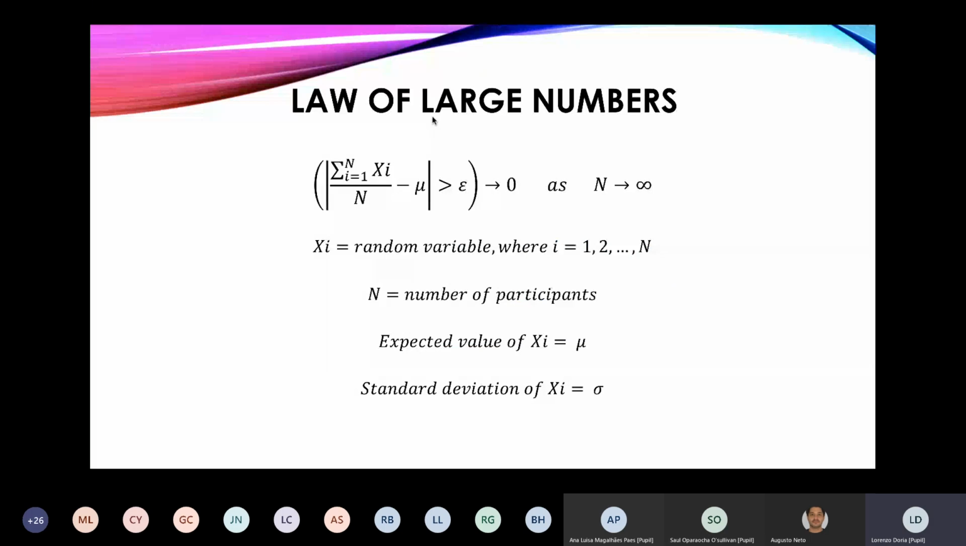So the law of large numbers, as you can see here on the screen, it seems very complicated, but it's actually pretty simple. And it states that as the number of participants, n, increases, the average outcome is likely to get very close to the expected value. So in other words, the more people there are in the pooling arrangements, the more accurate the predictions are. So back to our example, the more men there are in the groups, the more accurate the prediction of the claim is going to be.